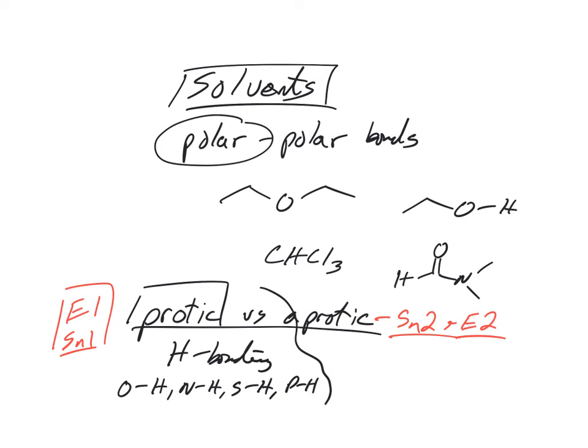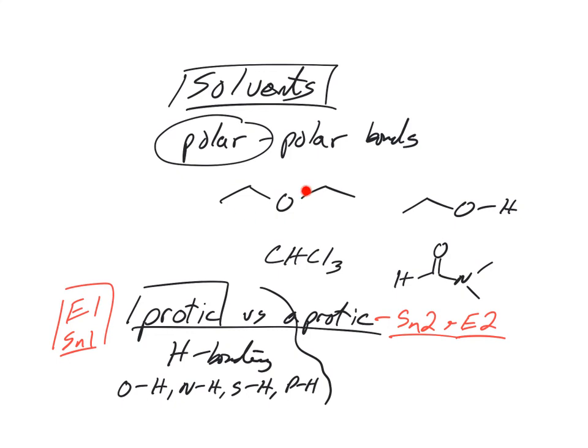So that's the big key. Everything's polar. Protic, aprotic. Protic, you can do hydrogen bonding with itself: OHs, NHs, SHs, PHs. And then aprotic is polar, but none of those bonds. Aprotic, SN2 and E2. Protic, E1, SN1.